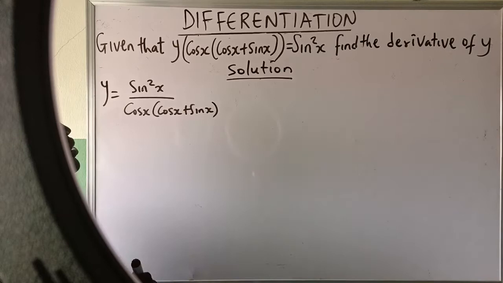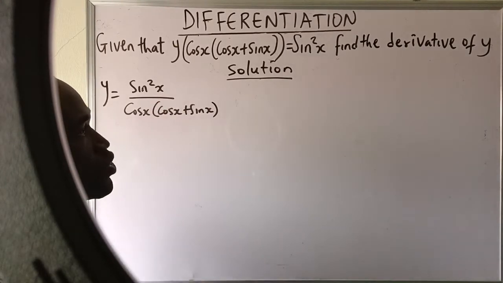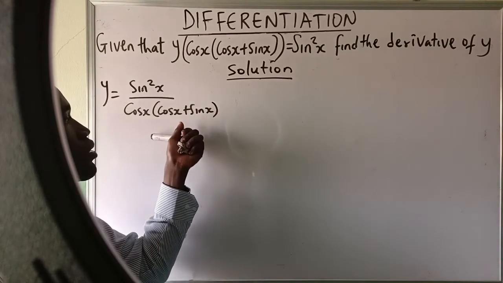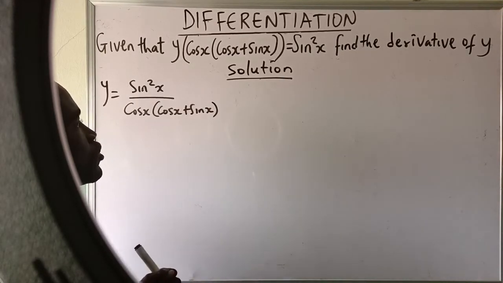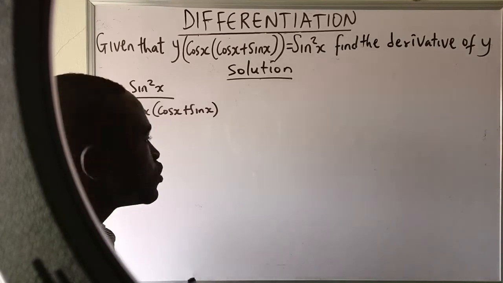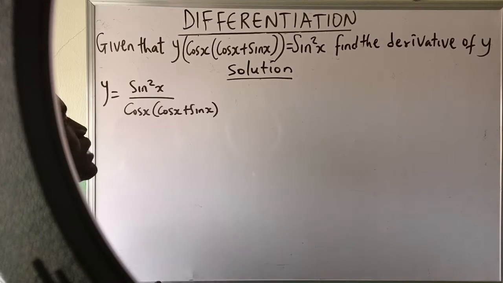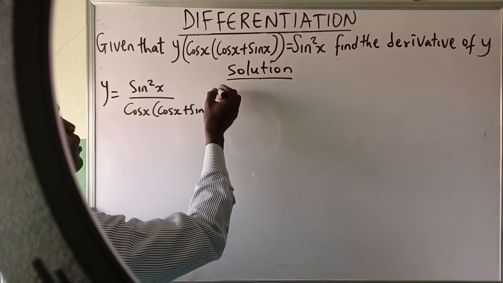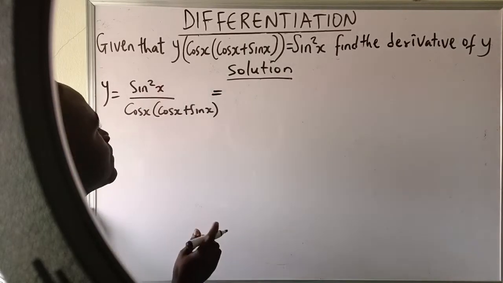At this point, it has a numerator and a denominator, so you can use the quotient rule to solve it. You can also use the product rule to solve it. Let's see how to use the product rule to solve this type of question. To use the product rule, we have to repackage this.